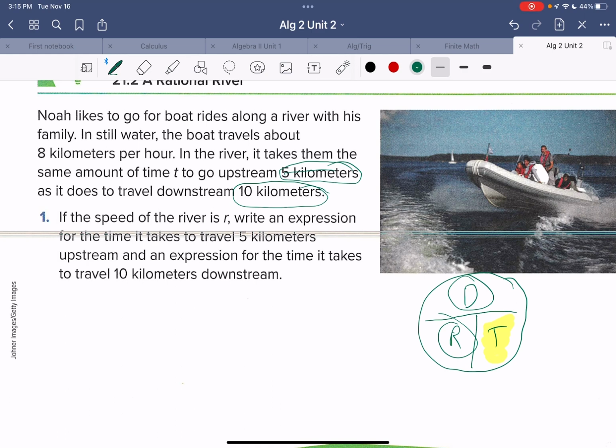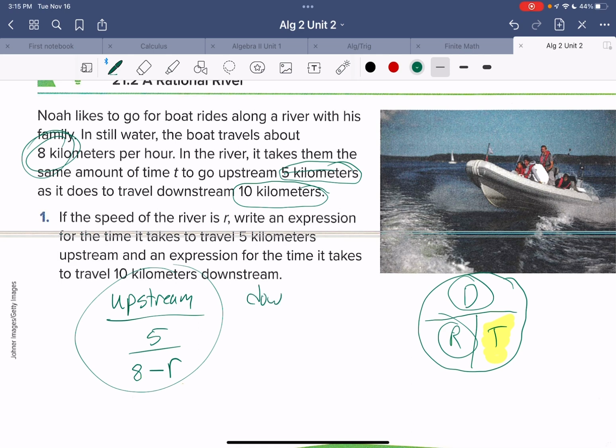So I'm going to write the upstream equation first. Upstream. How far are we going upstream? We're going 5. And my rate is the boat, which is 8 an hour. I'm going to be subtracting off the rate of the river because the river is working against us. So that's my upstream time: 5 divided by 8 minus r. Downstream is the same idea. Distance downstream was 10. And my rate is going with the river, so it's going to be 8 plus r.